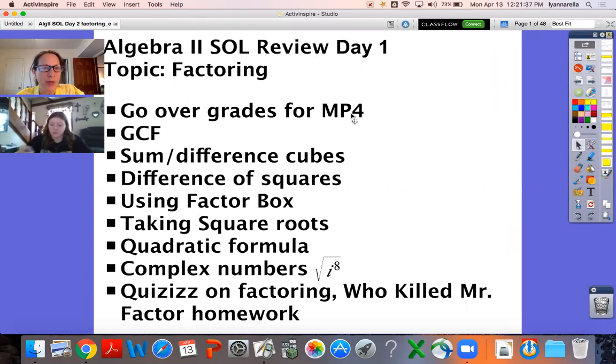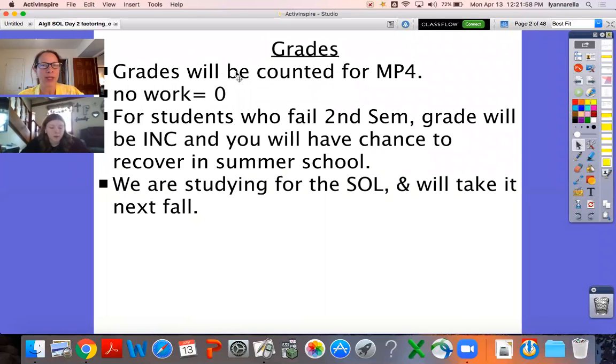We're going to first talk about the grades for marking period 4. Then we're going to hit the factoring review, which is greatest common factors, sum and difference of cubes, difference of squares, using factor boxes, taking square roots, quadratics, the quadratic formula, and complex numbers. We're just going to touch on it. And then I'm going to talk about your 2 assignments, the Who Killed Mr. Factor homework and the quizzes. So without further ado, let me talk about grades.